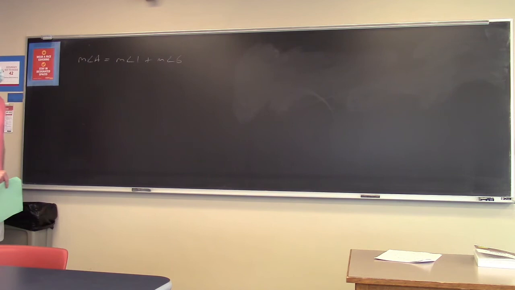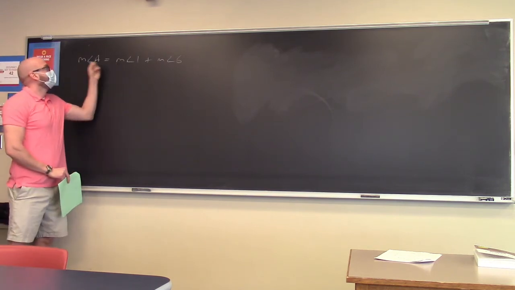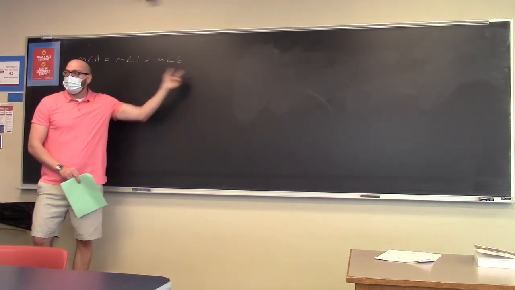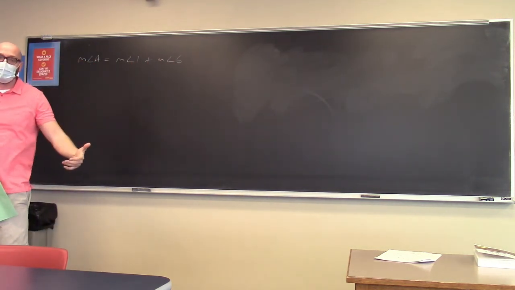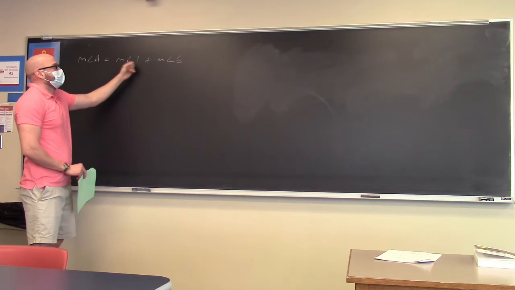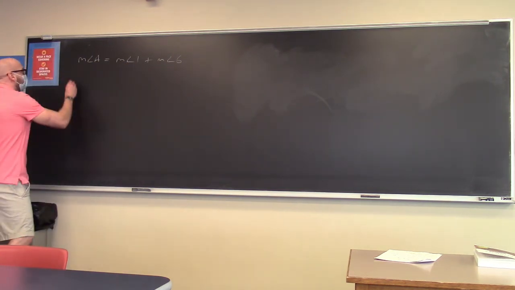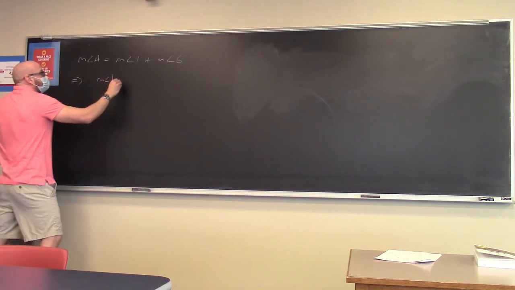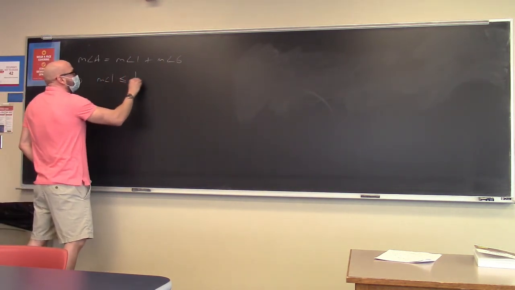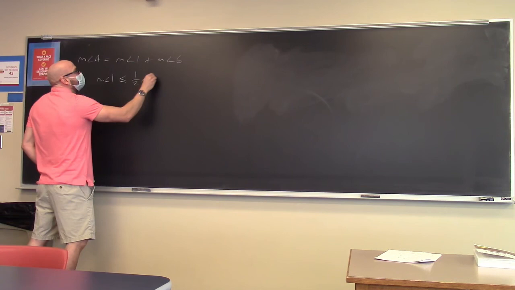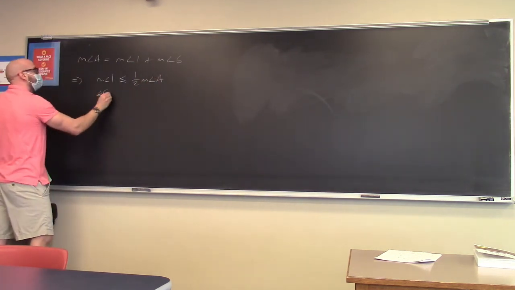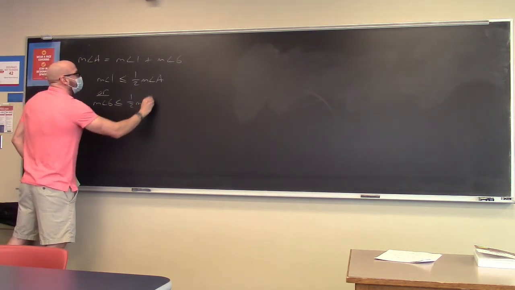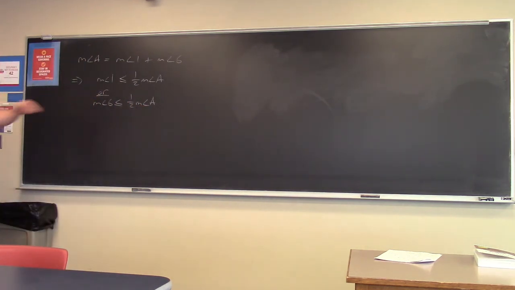But the conclusion here is that if angle A is the sum of these two angles, then they both can't be bigger than 1/2 of the measure of angle A. Right? If they're both bigger than 1/2 of the measure of angle A, then this equality could not possibly be satisfied. So either the measure of angle 1 is less than or equal to 1/2 of the measure of angle A, or the measure of angle 6 is less than or equal to 1/2 of the measure of angle A. And that was what I meant to write.